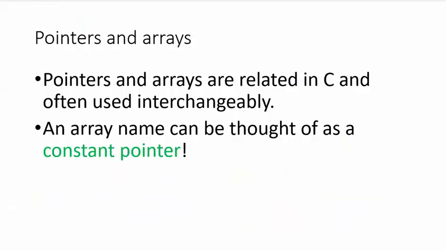So pointers and arrays have a very tied together relationship to each other in the C language, and they're often used interchangeably. When you're dealing with an array, it has a starting address. So the array name can be thought of as a constant pointer.